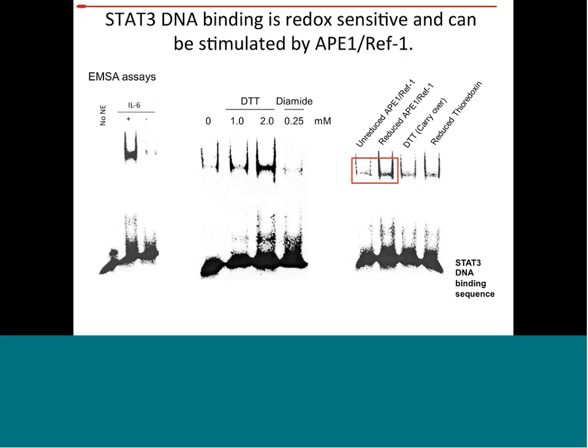So again, we're looking at the ability of STAT3 to bind to DNA, and we add unreduced APE1 to the mix, and you don't see much more over just normal binding. Once you add the reduced APE1 to the cell lysate, now you can see that STAT3 can bind better to DNA. So we do know that when APE is present, we are seeing an enhanced binding of STAT3 to the DNA. And this is just the DTT carryover that we use to reduce the APE1. So these beginning experiments told us that there was some sort of important reaction going on between STAT3 and APE1.